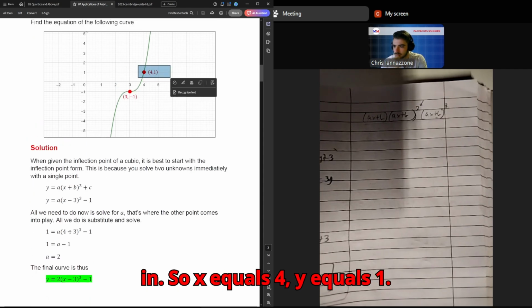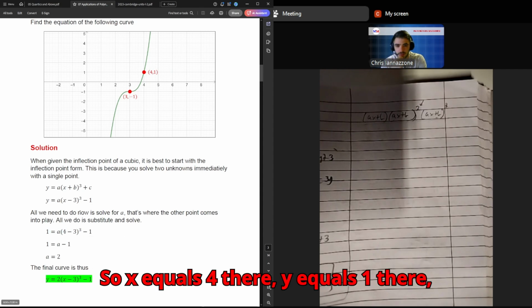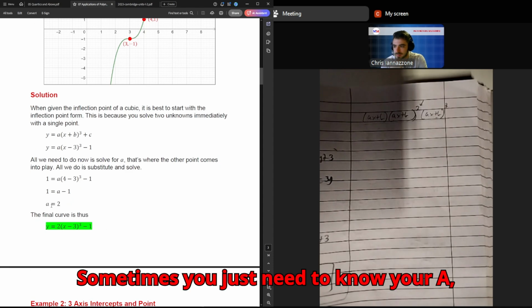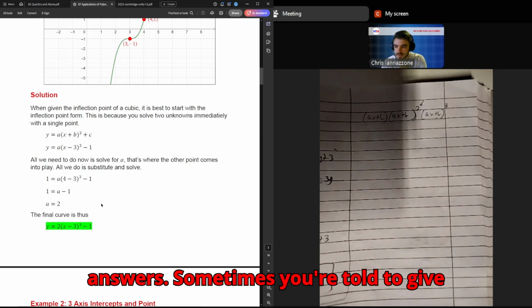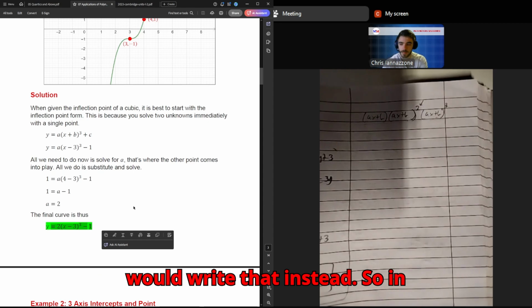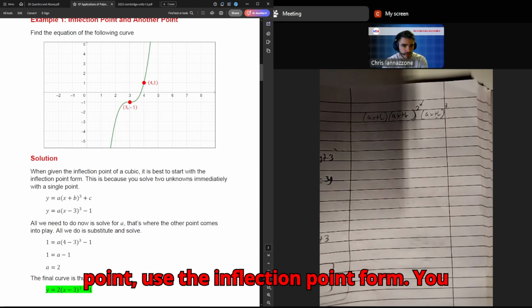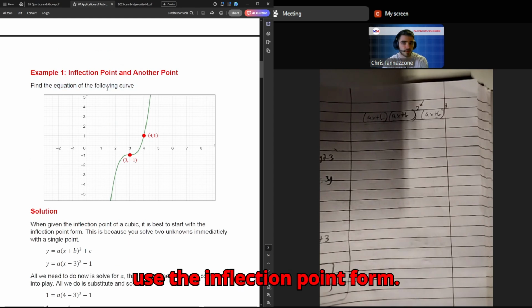So x equals 4, y equals 1. So x equals 4 there, y equals 1 there, rearrange, solve. Sometimes you just need to know your a, b, c, and then you just give those answers. Sometimes you're told to give the new rule or the curve, and so you would write that instead. So, in summary, if you are told the inflection point, use the inflection point form. You won't be told it, you'll just be shown it, and you'll have to infer that you should use the inflection point form.